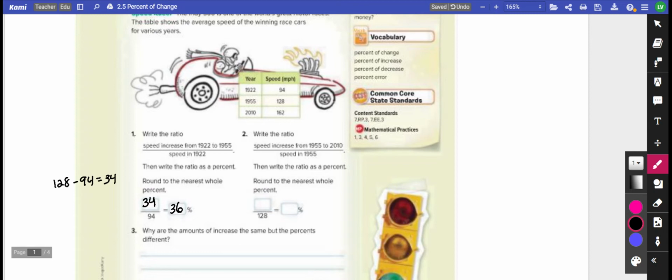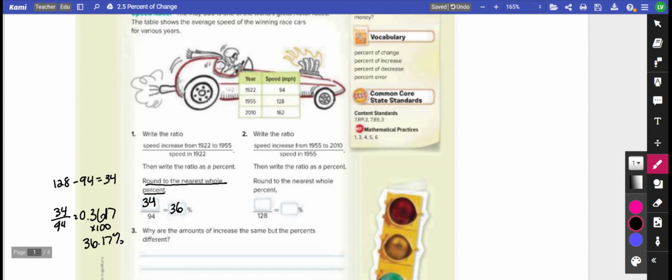Now 34 divided by 94 is not exactly 36%. It gives me 0.3617, and it keeps going from there. When I multiply this by 100, that gives me 36 and 17/100 percent. But it says round to the nearest whole percent, so that's how I got 36%.